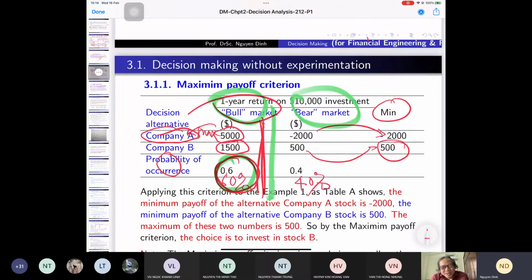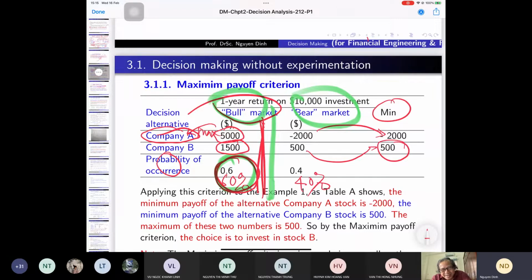Is that okay? So if people like lottery, like playing games or something, they like probability. Some people love probability, and they may use this way. 60% is greater than 40%, so the probability of this happening is high. The chance for this to happen is high. And in that case, I choose this case, and in this case, A is very good. So I choose A.